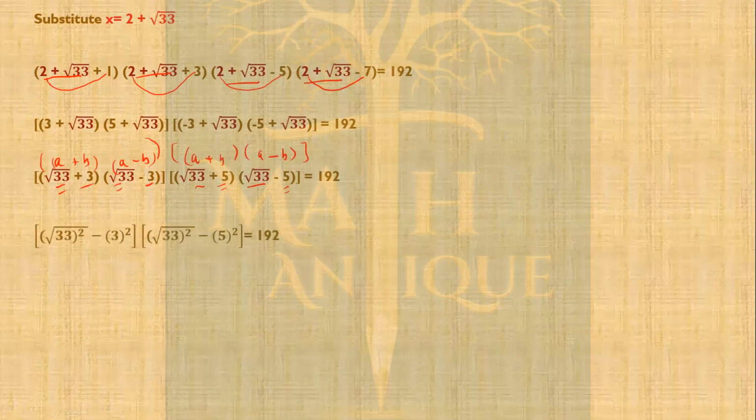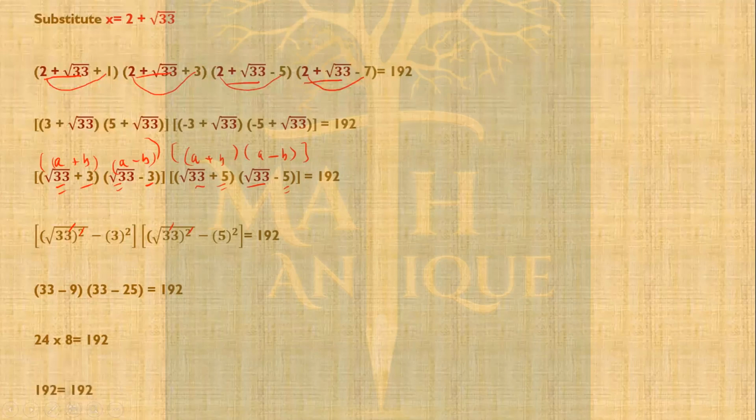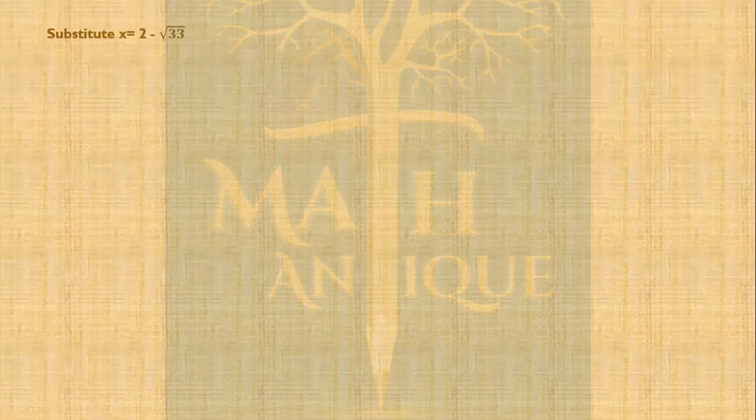So we will cancel the radical sign with the square here. So 33 minus 3 square means 9, 33 minus 9, and 33 minus 25 here. After simplification, 33 minus 9 is 24, and 33 minus 25 is 8. Again, 24 into 8 is 192. Now the third value satisfied the equation also. So this is our solution. Now we substitute the last value, x is equal to 2 minus under root 33.